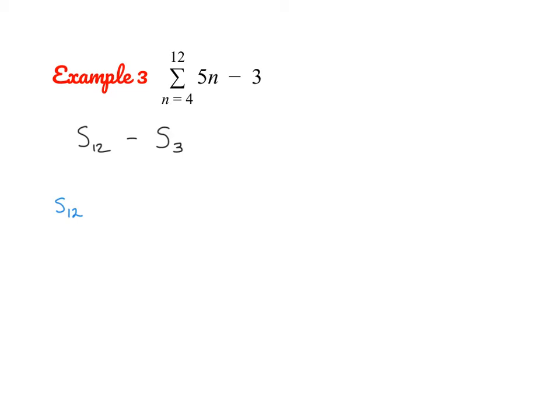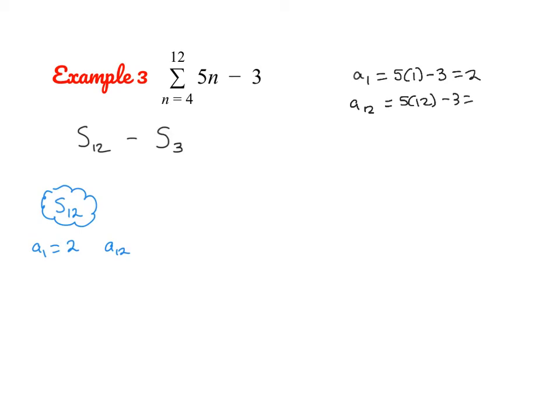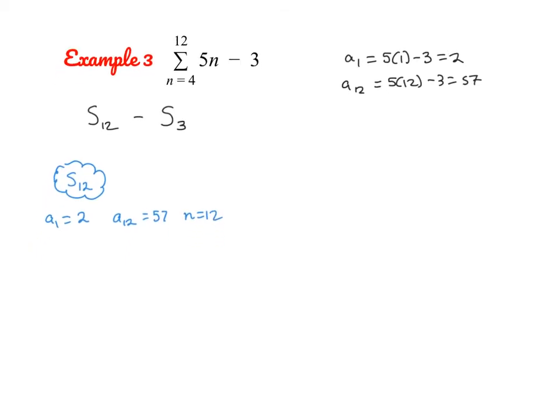We need to know a sub 1. We can find a sub 1 by substituting it into our explicit rule. Our first term is 5 times 1 minus 3, which is 2. Here's how we find the sum of the first 12 terms. A sub 1 is 2. Then we need to find a sub 12. Let's plug it in: 5 times 12 minus 3. So the 12th term is 57. And here n is 12 because it's the sum of the first 12 terms.